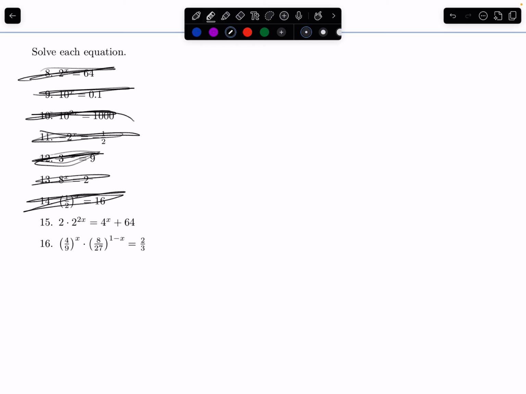All right. Number 15. 2 times 2 to the 2x is 4 to the x is 64. Well, first thing I want to do is change things to look more like 2 to the somethings, right? So I'm going to keep this here, 2 to the 2x. And 4 is 2 squared, right? So same trick again. This 4 to the x is being replaced with 2 to the second, that's 2 to the x. And 64, let's also write that as 2 to the 6th power, right?